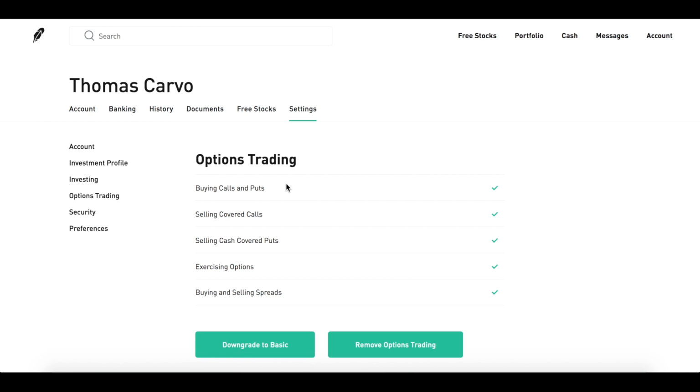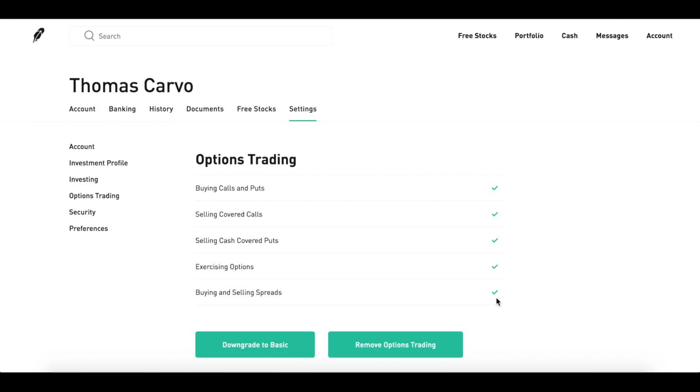And then what I have is I have all these boxes checked. So you'll probably have to get approved for all these things. I did this a long time ago, so I actually don't know how the process works if it's changed since, but you're going to have to fill out a brief form. And that brief form is going to probably be your experience. Have you traded options before? What do you want to buy and sell? Are you looking to get into covered puts, selling spreads, whatever. So I have all those things enabled on my account.